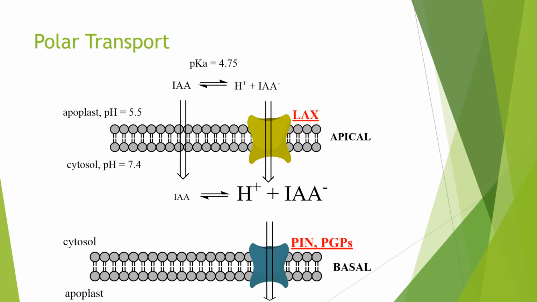In the cell, however, the cytosol has a pH of 7.4, shifting the equilibrium to favour the dissociated form of the auxin, which therefore cannot pass through the membrane passively to be removed from the cell. It must go through specific transporters, and these are called PIN transporters or PGPs. PGPs are phosphoglycoproteins, and they are very important in long-distance auxin transport.